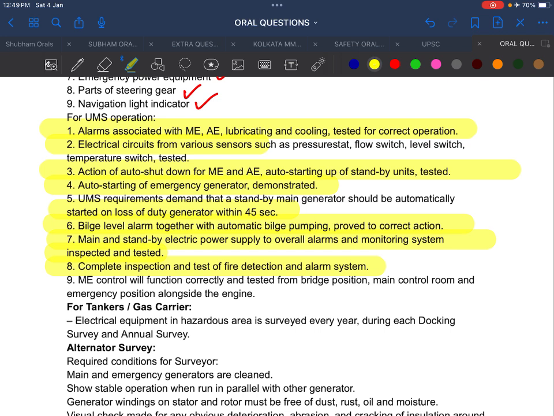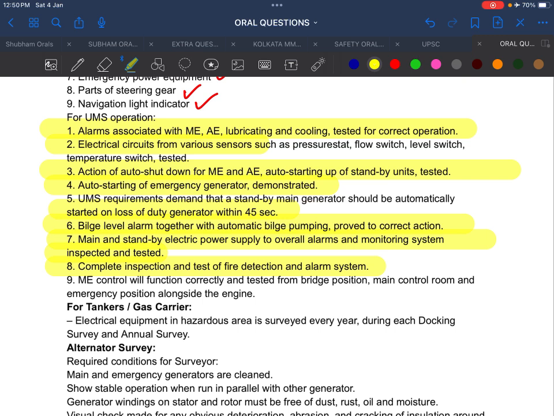They are testing all the fire detection and alarm systems. They can test the CO2 alarms also. When they open the cabinet, at that time the ventilation and all the dampers will shut down. So they can test this also. And main engine control will function correctly, tested from the bridge position. They can test the main engine from the bridge position by giving the command from ECR to bridge or bridge to ECR. They can check this function also.